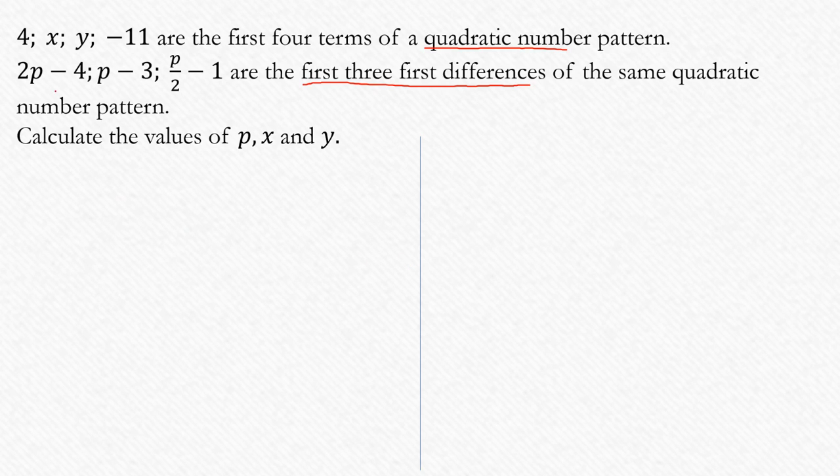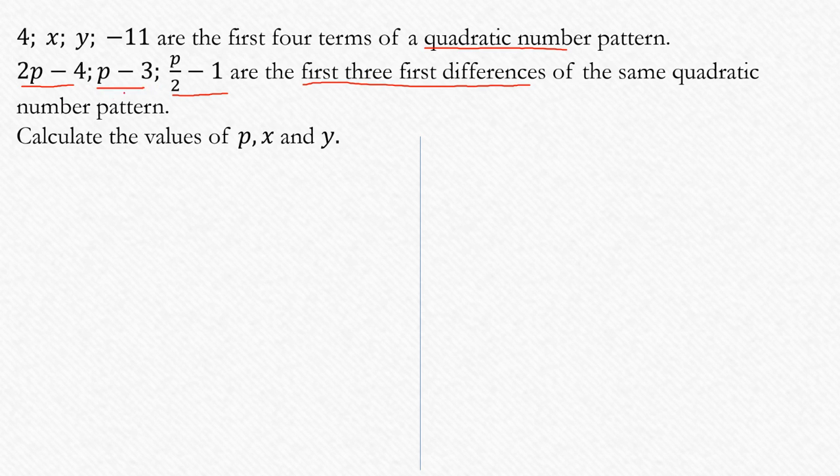So now if we have 2p minus 4, p minus 3, and p over 2 minus 1, these form a linear pattern. It means the difference between these three first differences is the one which is constant. Here we can create equations using these three and solve for p, and then after solving for p, we can find our x and y. So let's start with the first differences.